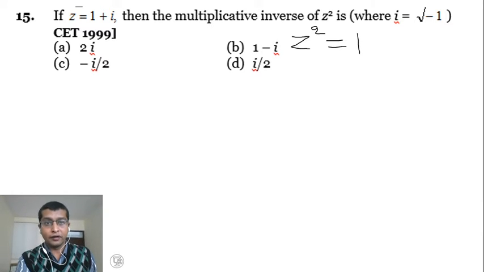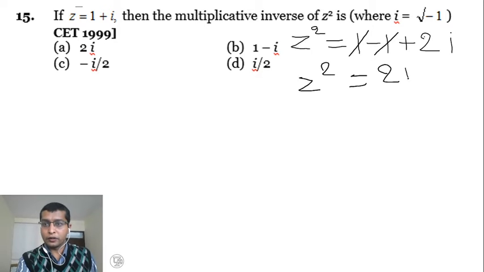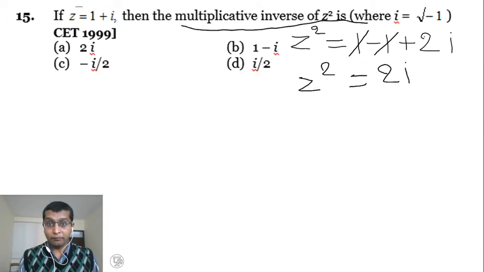So a square 1, b square, it is i square, minus 1, plus 2ab, that is 2i. Then plus 1 minus 1 cancels. We get z square equal to 2i. Looking at the 2i and option A, don't guess it as the right answer. No, we have to clearly go through the question: the multiplicative inverse of z square. Multiplicative inverse we have to find, that is nothing but 1 divided by z square.